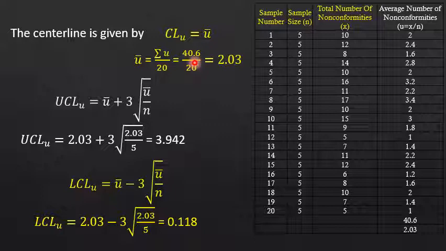So first we are going to calculate the center line for the U chart, that is equal to U bar, and U bar is equal to 2.03. Now the upper control limit for the U chart is equal to U bar plus 3 under root U bar divided by N. When we put all the values here, we get the upper control limit equal to 3.942. Similarly we get the lower control limit equal to 0.118.